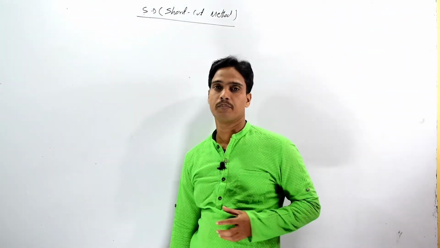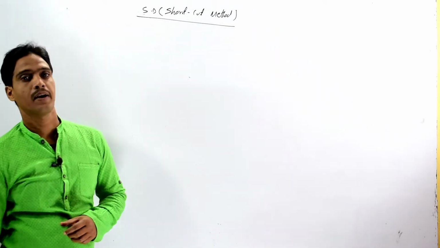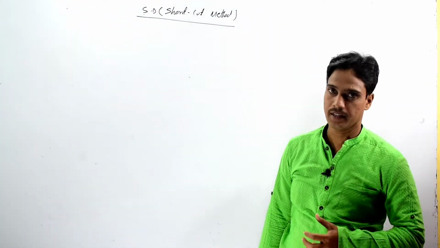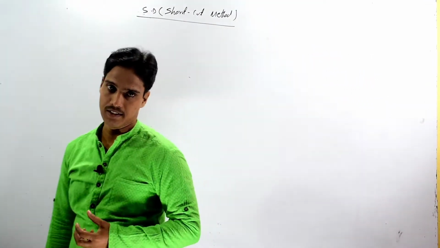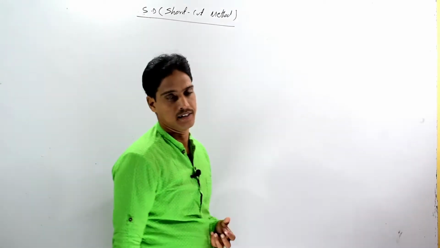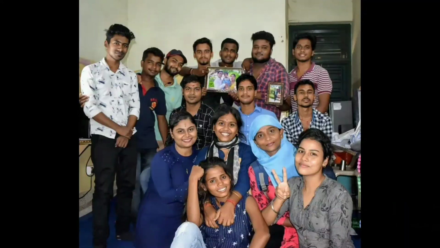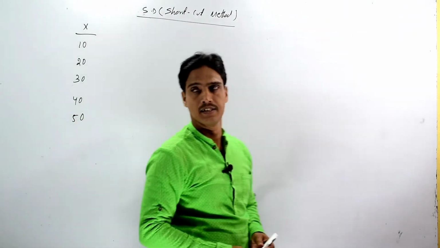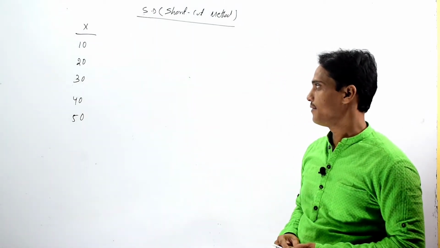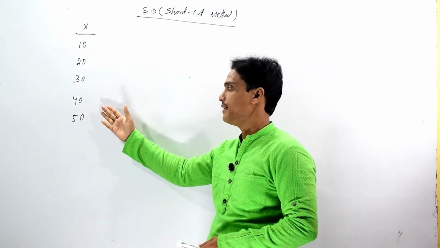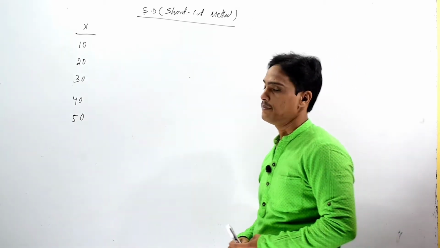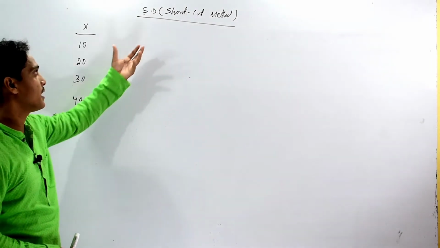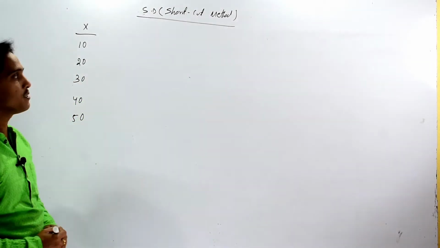Today we will compute standard deviation by using the shortcut method. So let's start today's topic, computation of standard deviation under the shortcut method. The given series is 10, 20, 30, 40 and 50. It is an individual series. Here we should compute standard deviation by using the shortcut method.